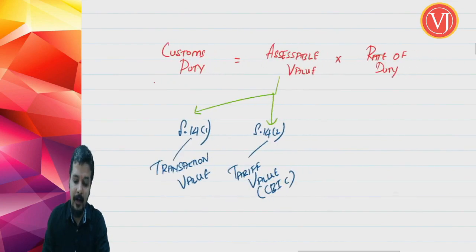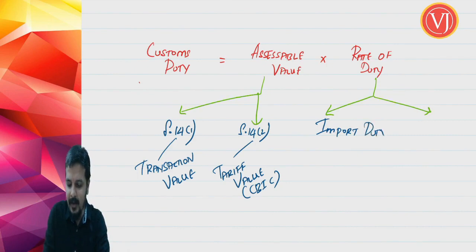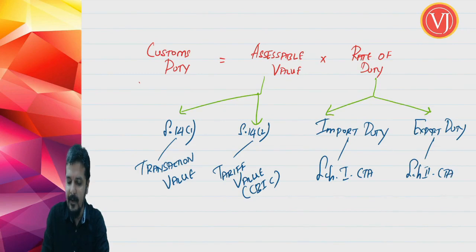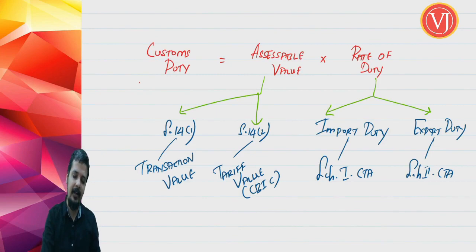And friends, when you talk about your rate of duty, first you have to be very clear whether you are talking about your import duty or your export duty. If you are talking about import duty, rates are given in Schedule 1 of the Customs Tariff Act, and export duty rates are given in Schedule 2 of the Customs Tariff Act. Export duty is very rare, but it is there.